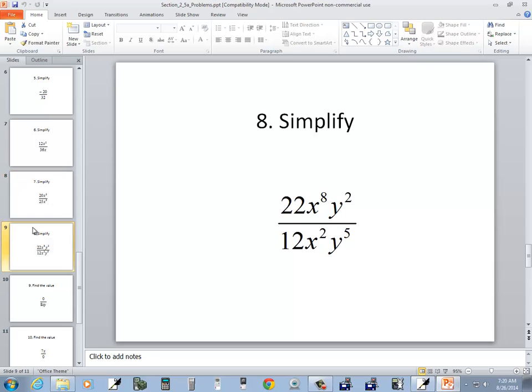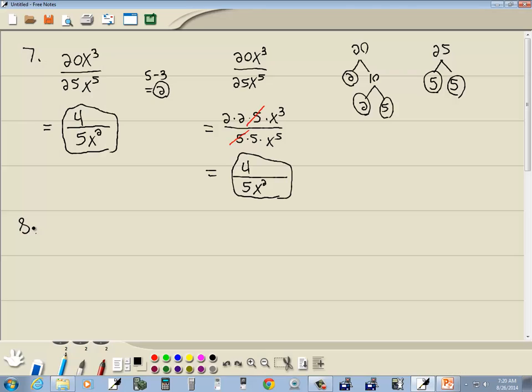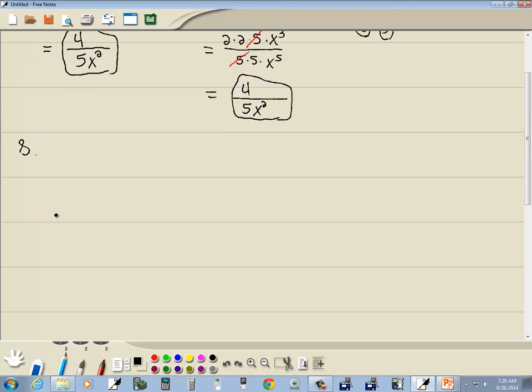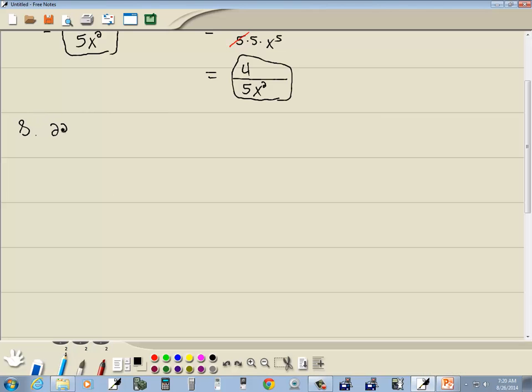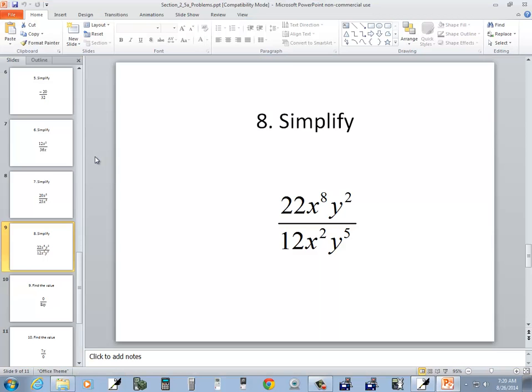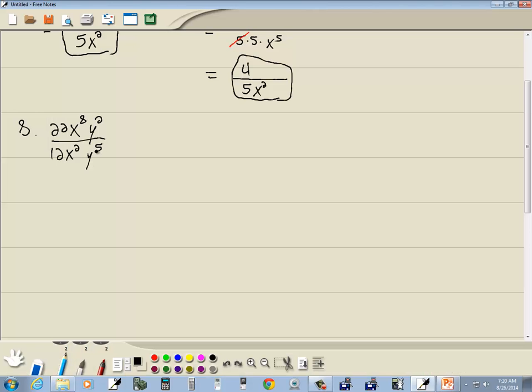One more of those type, and then we'll look at how to handle zeros. So we got 22x to the 8th y squared over 12x squared y to the 5th. Okay, first off, let's take a look at the numbers. 22 and 12, looks like the largest number that divides into both of those is 2. 22 divided by 2 is 11. 12 divided by 2 is 6.